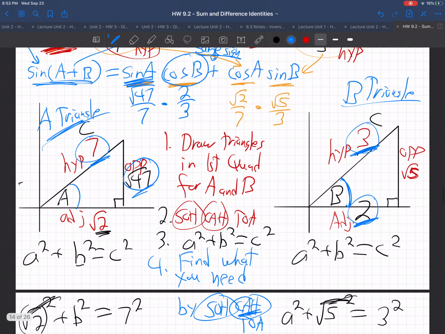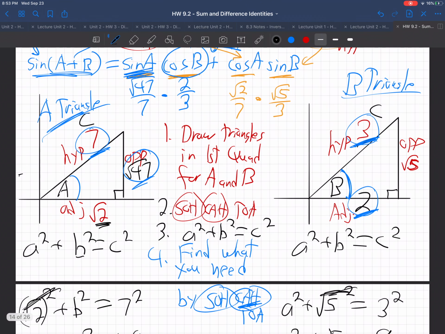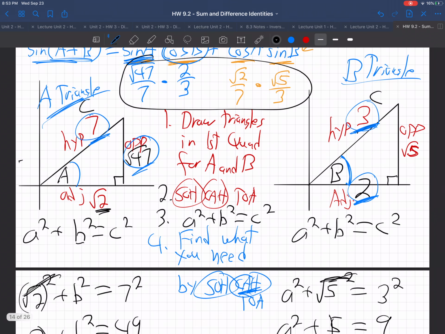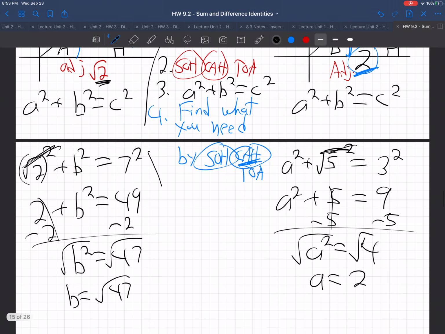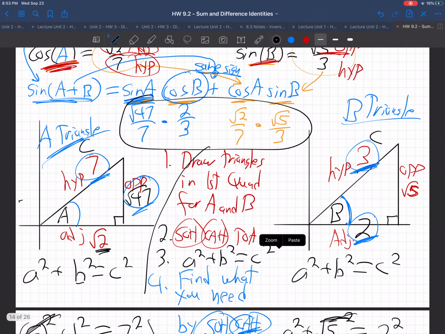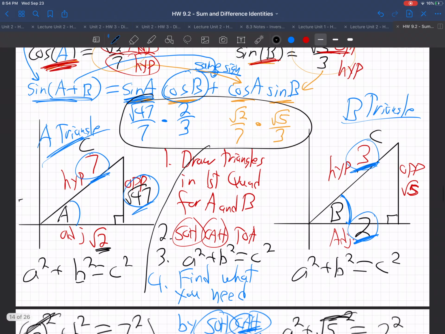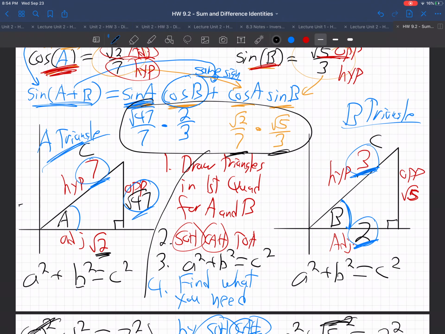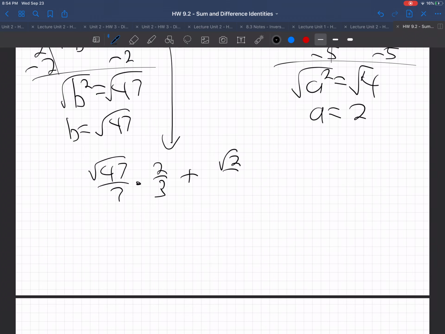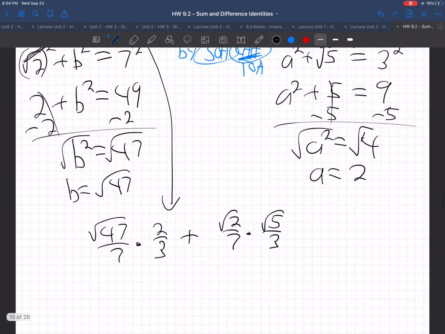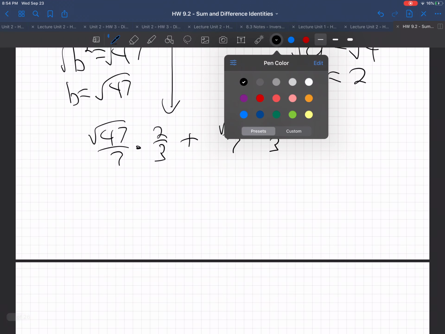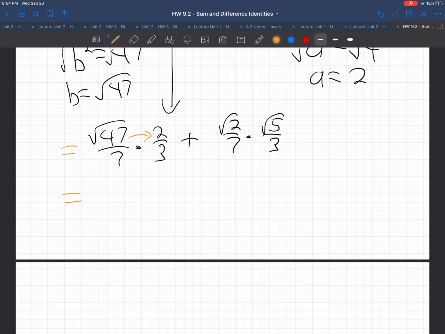All right, so there it is. Now I'm going to grab it right here and bring it on down, where we have room. What was it? Root 47 over 7 times 2/3, plus root 2 over 7 times root 5 over 3. Yeah, so now we just need to simplify this. You just multiply straight, top and bottom. Now that 2 has to go on the outside of the root, though, right? It can't go in there.